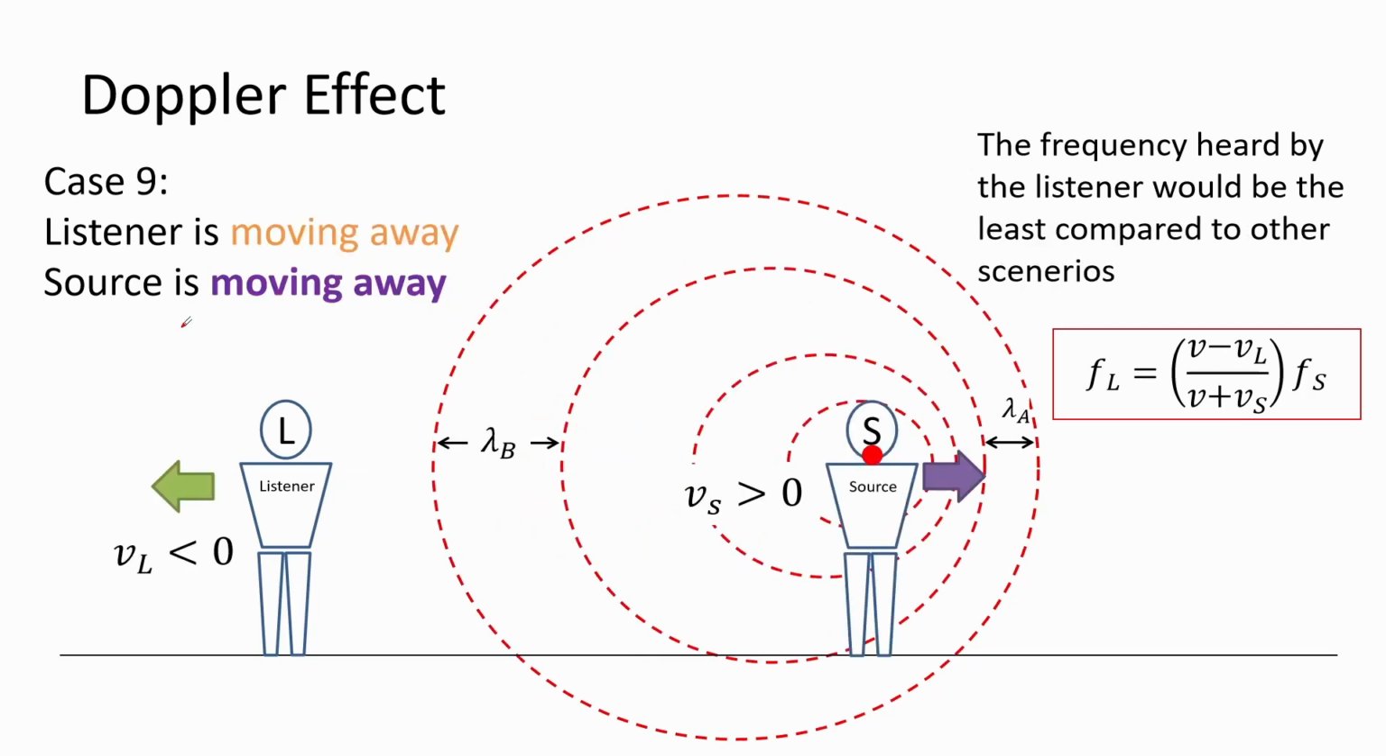Here we have a scenario where the listener and source are moving away from each other. The formulation for the frequency heard by the listener is given as the ratio of the speed of sound in air minus the speed of the listener over the speed of sound in air plus the speed of the source, times the frequency of the source. Here we expect that the frequency heard by the listener would be the least compared to other scenarios.